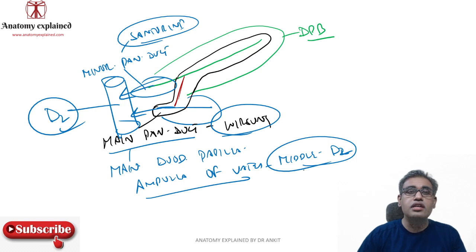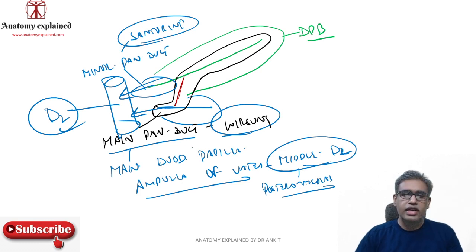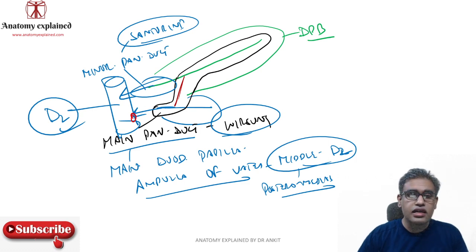Where in the duodenum? Mainly into the posteromedial aspect of the duodenum. Why? Because everything rotated behind. As they rotated behind, their openings came close to over here. And remember what was the relation of the structure behind the pancreas? Another duct was coming from above, and that was your common bile duct.